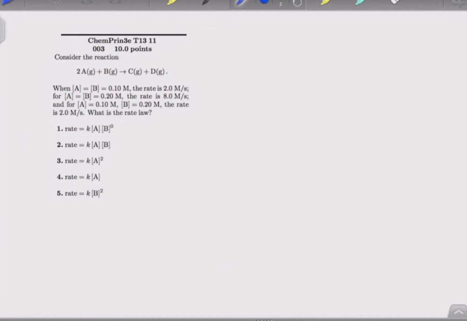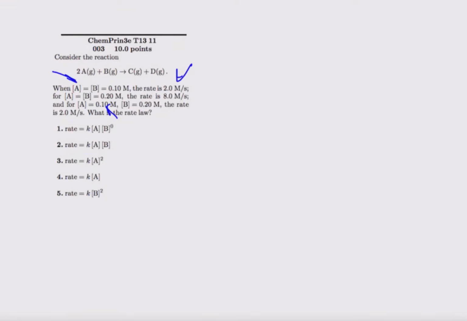When A is 1 and B is 2, the rate is also 2. So it's not affected by B. But it is affected by A. In fact, when you double A, the rate quadruples.